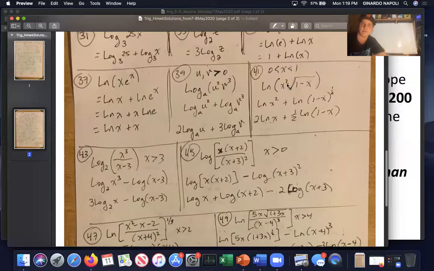Okay, and then same thing here, 41. You got to do the multiplication first. So the x squared, and then this is the square root of 1 minus x. I just wrote the 1/2 power here. And now you can do the exponents.